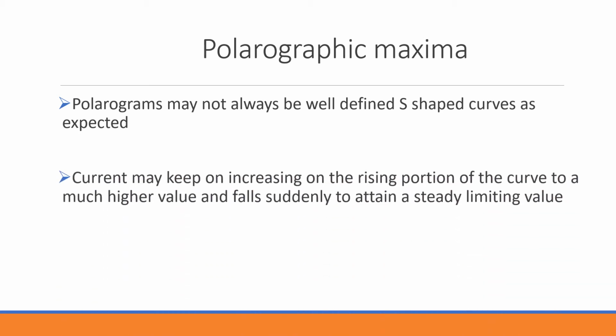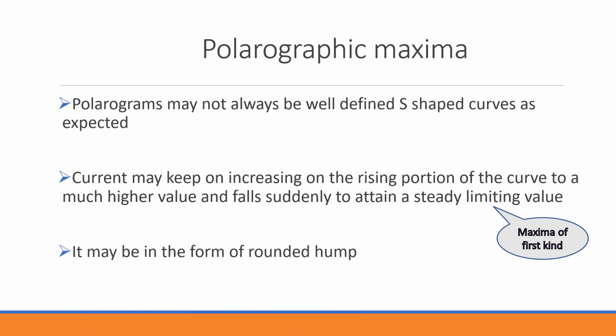In the first case, the current may keep on increasing on the rising portion of the curve to a very high value, and then it will suddenly jump down. It will suddenly come down to attain a steady limiting value. Such type of maxima is called the maxima of first kind. Or we may also have a maxima of second kind, in which a rounded hump is observed. So this is the maxima of second kind.